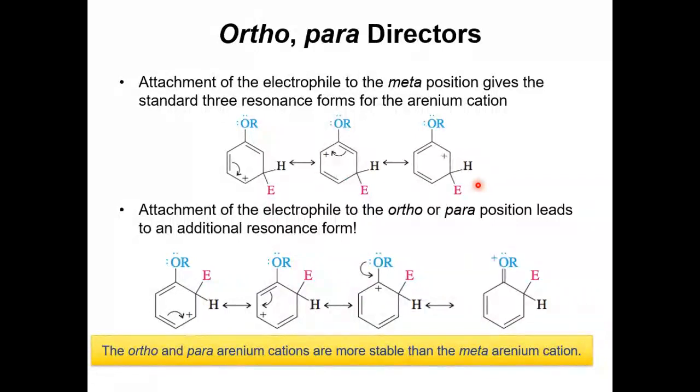Now let's look at the directing effect of those activating groups. And as I told you, all activating groups, they are OP directors because all the activating groups, they are electron donating groups. You have an electron donating group, they will help stabilize the sigma complex if the electron donating group is directly attached to the carbon with positive charge.